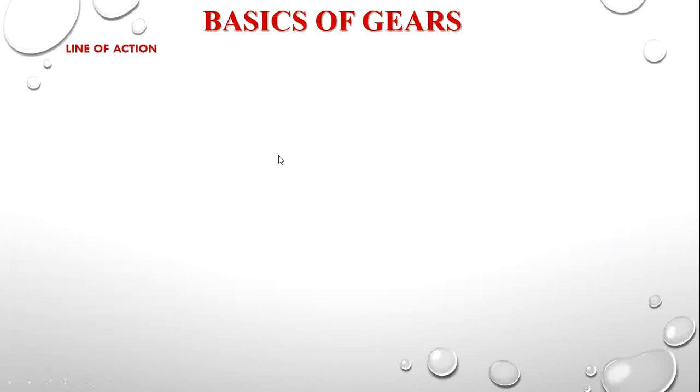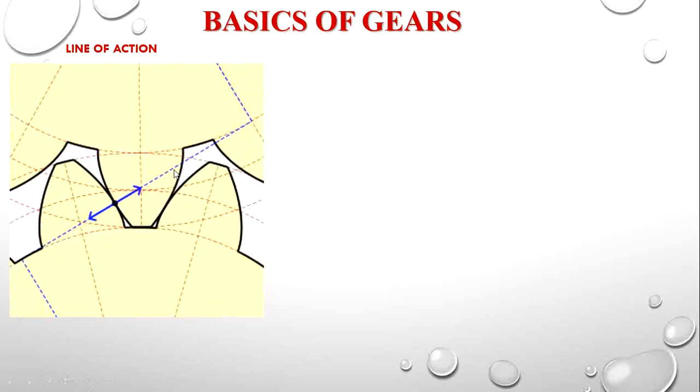Now we'll go further. Line of action is one of the important things in gears. Now we can see this animation. Line of action is when two gears are in contact, the path or locus which traces from the beginning of the contact of the gear to the end of the contact of the gear. Now this gear is going in and starts touching, and it keeps touching till the end of the contact, where it goes out.